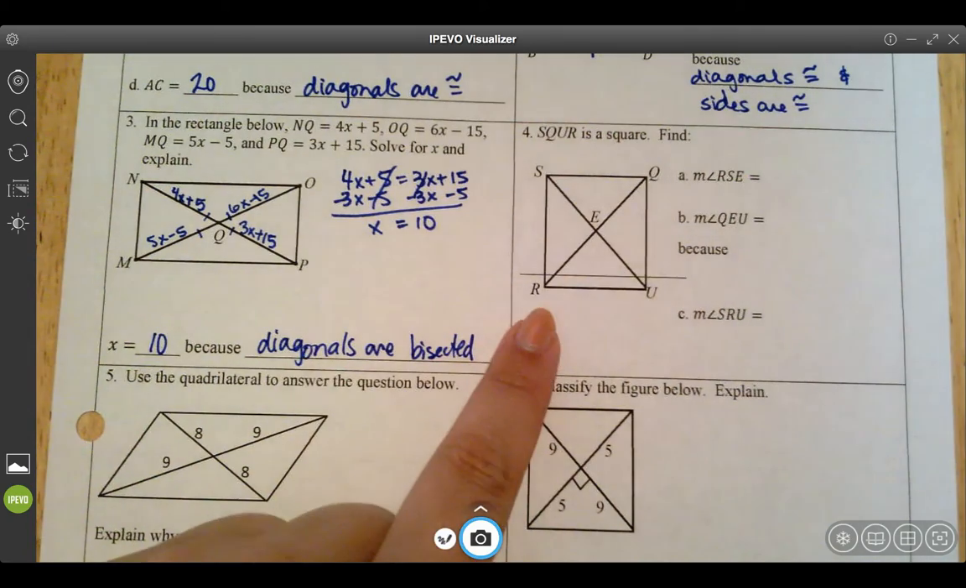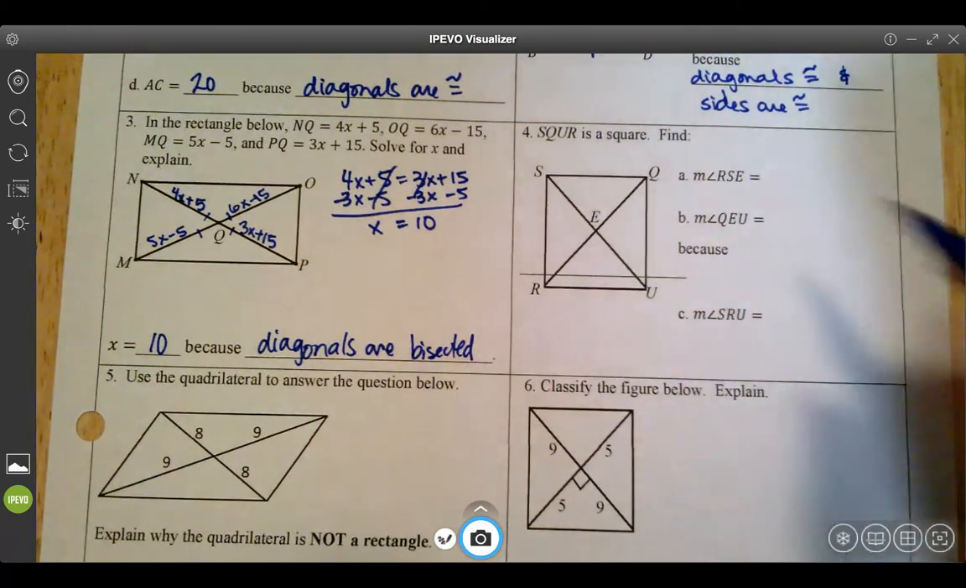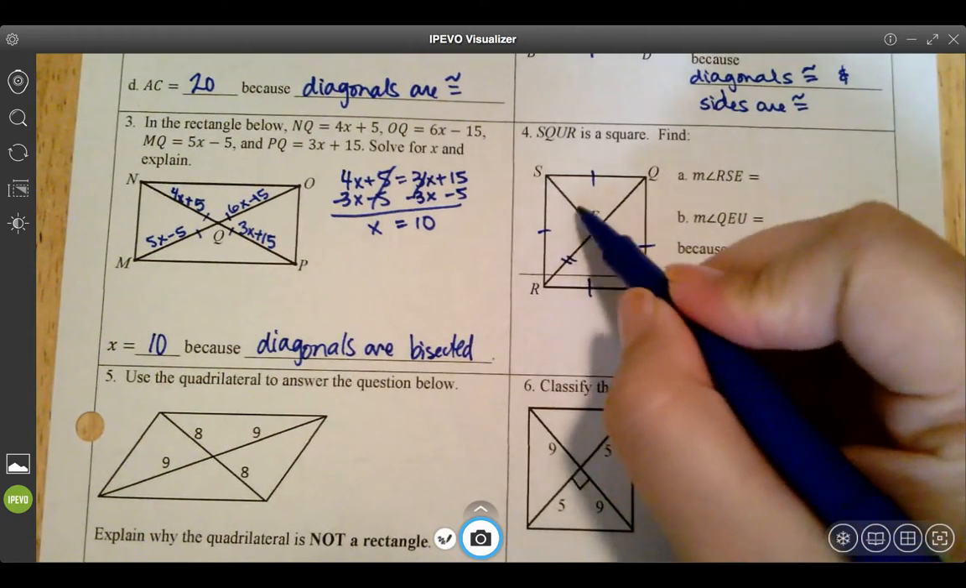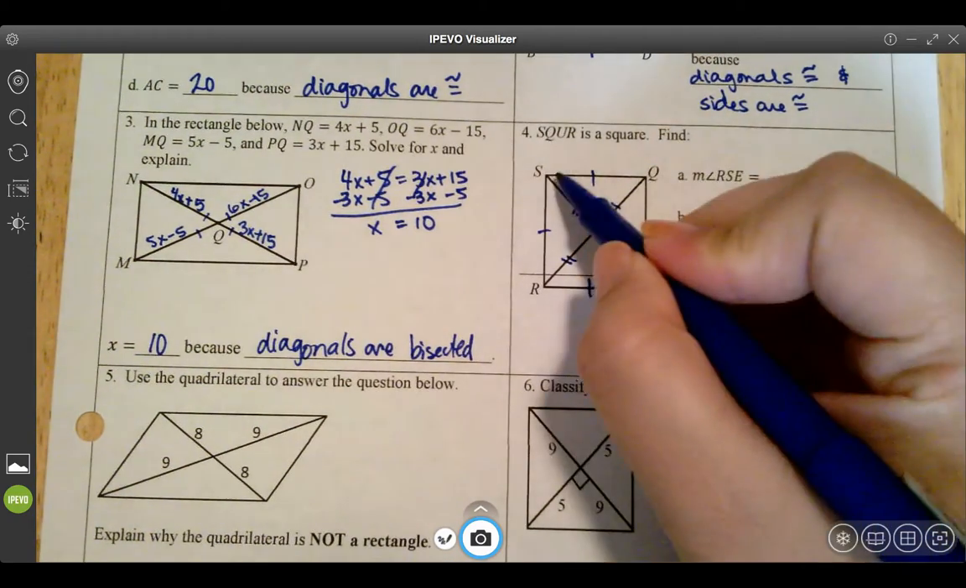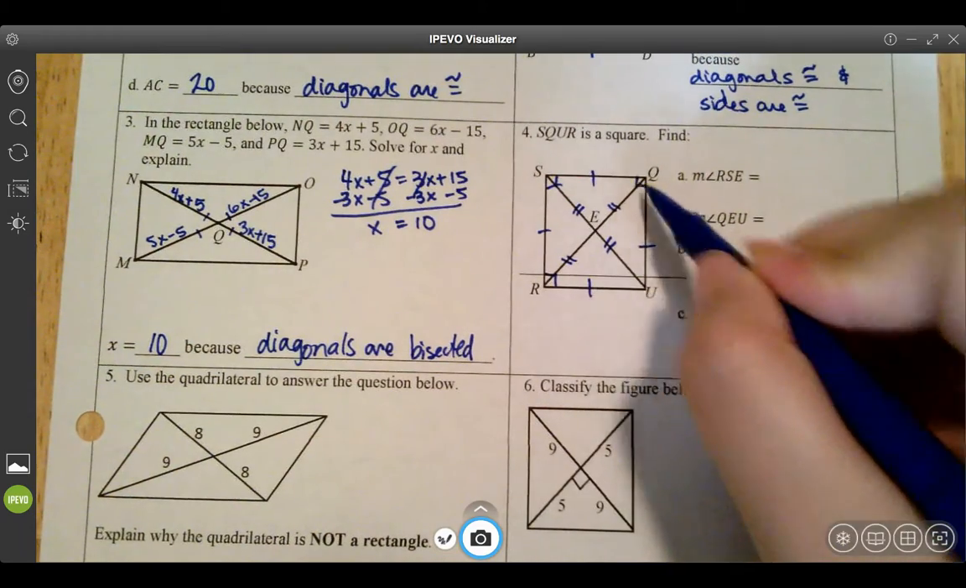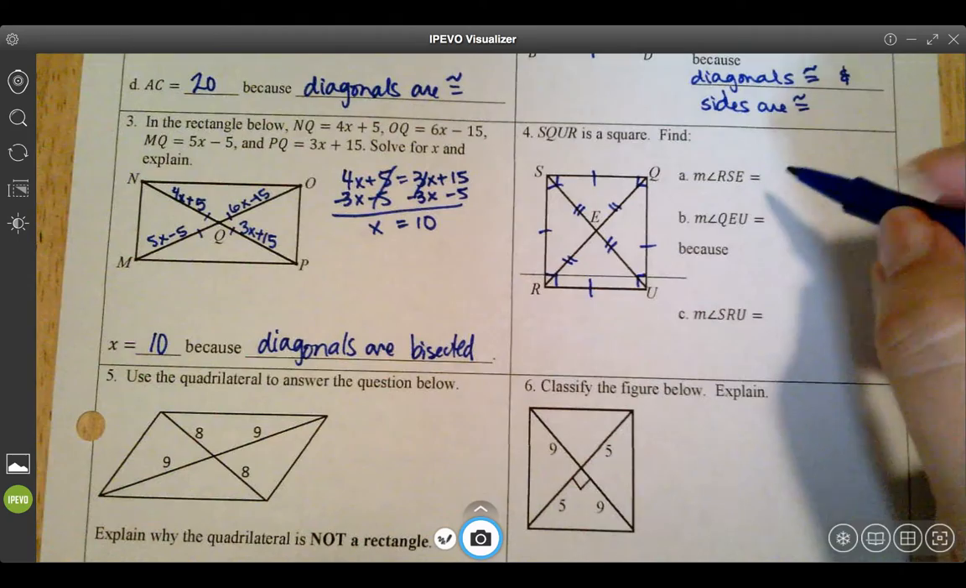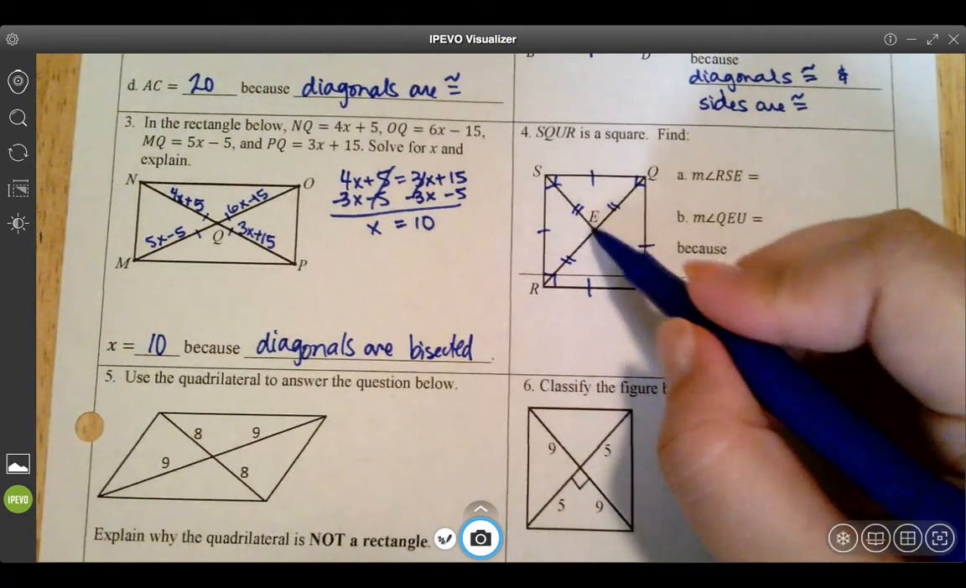In number 4, we have a square. Square means the sides are congruent, the diagonals give us congruences, and our corners are 90 degrees. Find the measure of angle RSE.